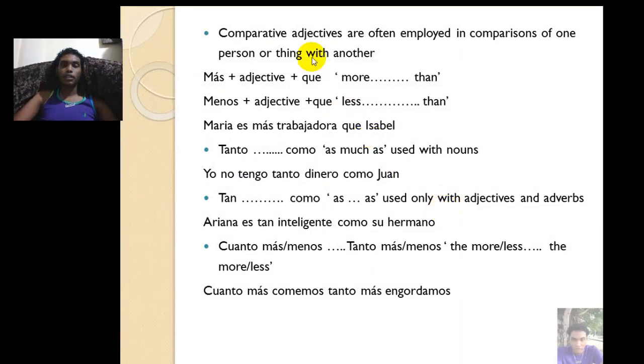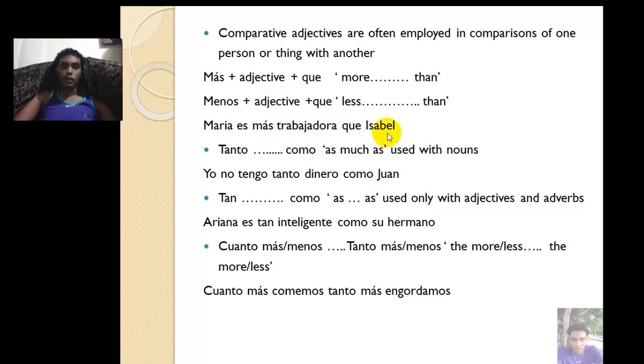Comparative adjectives. These are very important, especially in writing paper 2 for the CSEC level. Right? If you want to compare something, you say más plus that adjective plus que, which means more, whatever the adjective is, than. The same applies for menos. Por ejemplo, María es más trabajadora que Isabel. María is more hardworking than Isabel.